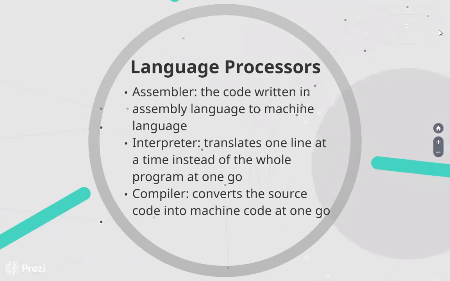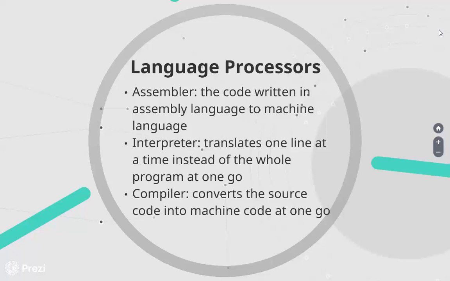Next come language processors. Language processors are responsible for converting any particular language code to machine language. We have three language processors. First is the assembler. Assembler is a software which converts assembly language code to machine language. So an assembler is assigned only one particular task, that is to convert assembly language to machine language. Next comes the interpreter. It translates one line at a time instead of the whole document in one go.